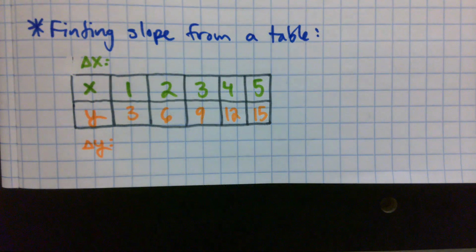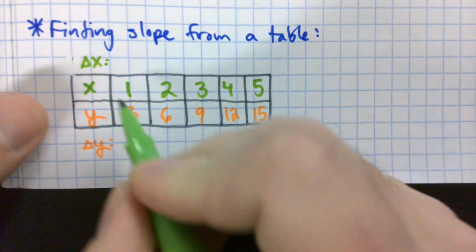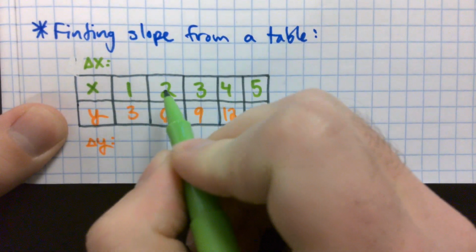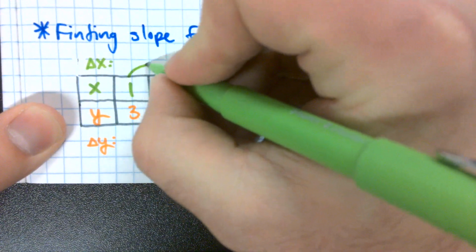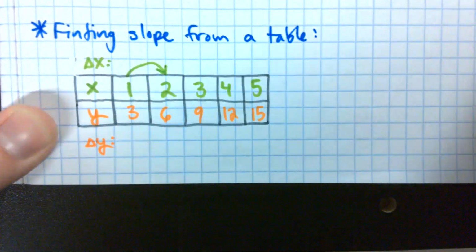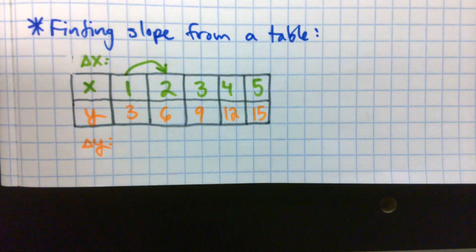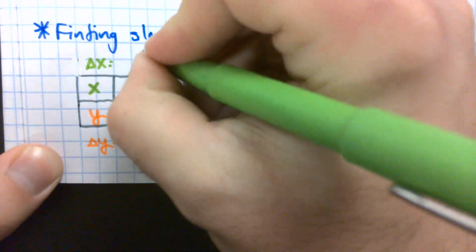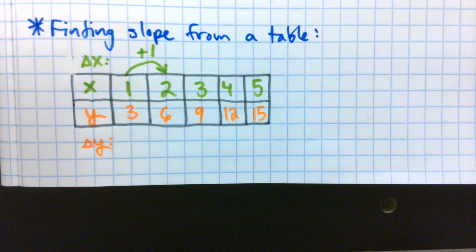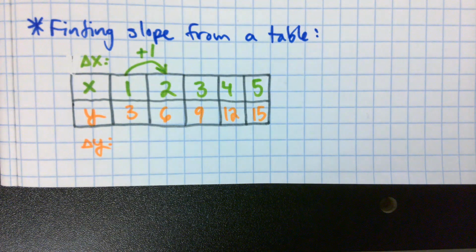So here's what we're going to do. We're going to draw these little arrows. Our first x value is 1. Our second x value is 2. We want to figure out what changed from 1 to 2. Well, how do we get from 1 to 2? We add 1. So we're going to draw a little arrow from 1 to 2. The change there was plus 1.